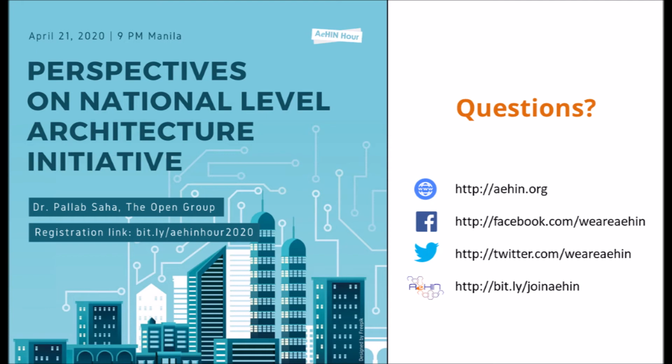So we have several questions already. The first one is, how are architectures best started? Through a national government agency, top to bottom, or from stakeholders or implementers from the ground up?